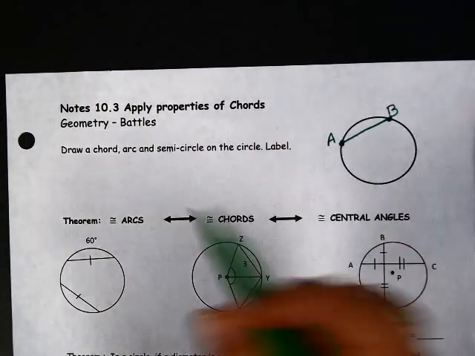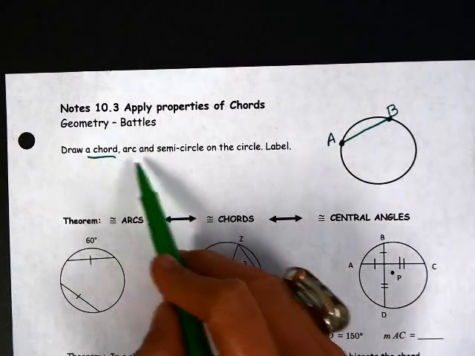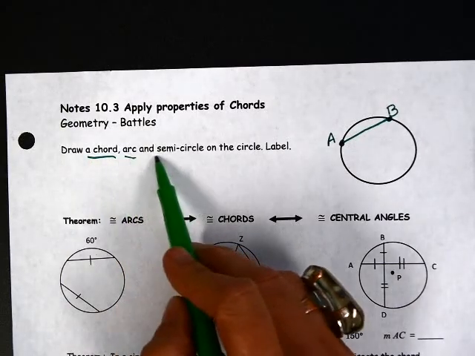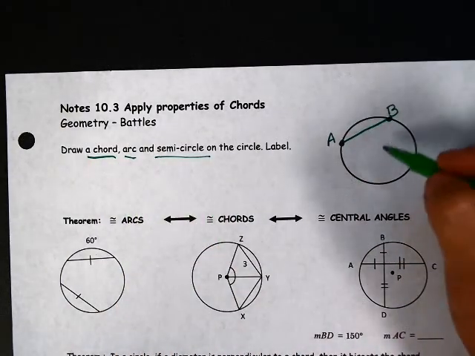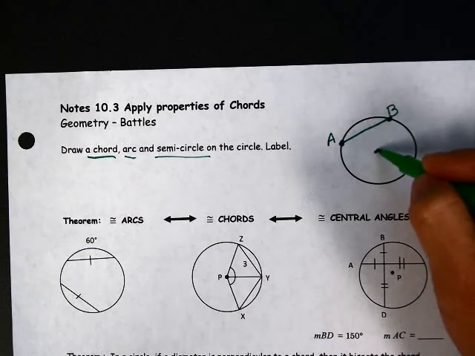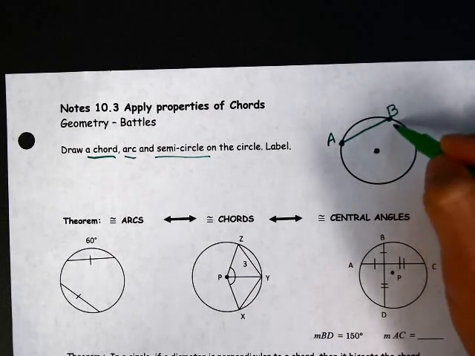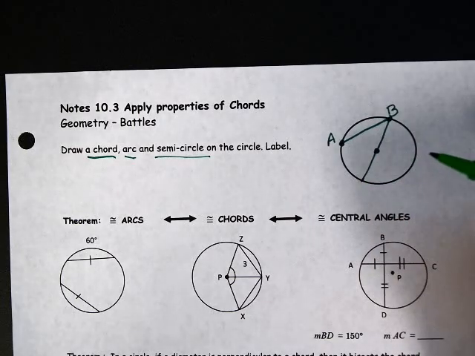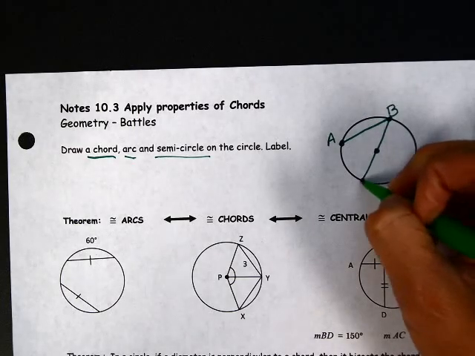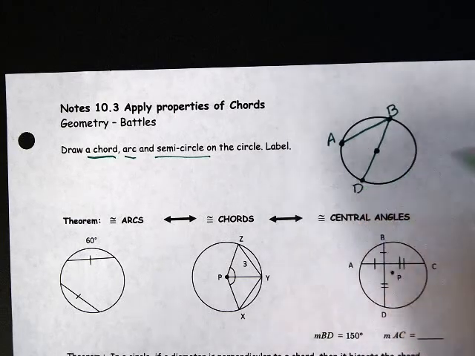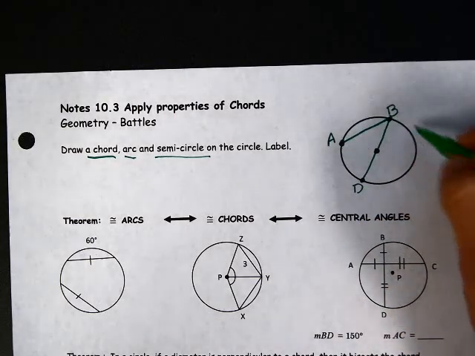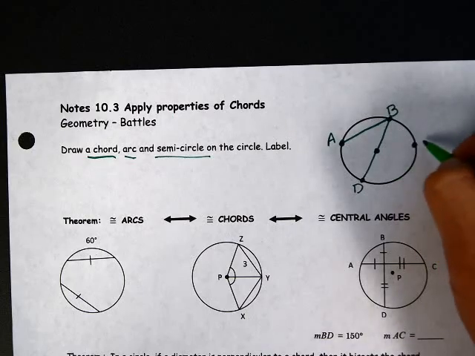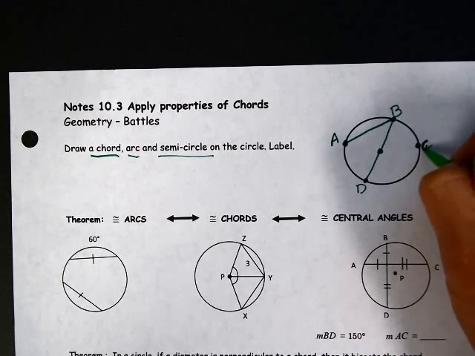All right, now then, the next part of the instructions says to create an arc and a semicircle. Well, to create a semicircle, we've got to draw a diameter. So we create the center of the circle, drawing a chord that goes through the center, that's your diameter. We're going to label that point D. Now, over here on this half of the circle, put point C just anywhere there.